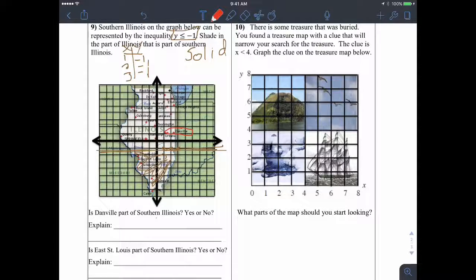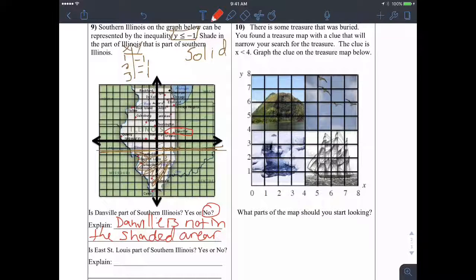Okay, so Danville is not, so we're going to put no. And the reason is because Danville is not in the shaded area. Okay, so he's above that brown line, so he's not in the shaded area, therefore he's not part of Southern Illinois.